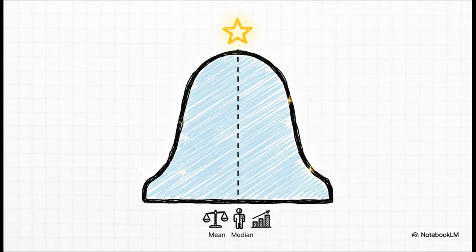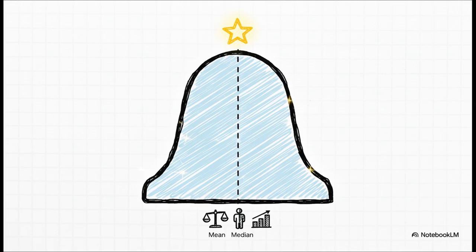First, it's perfectly symmetric, which just means the left half is a perfect mirror image of the right half. It also has just one single peak right in the middle. Statisticians call that unimodal. But here's the really amazing part. That single high point represents three different things all at once. It's the mean, which is the average, the median, which is the middle value, and the mode, which is the most common value. They all line up perfectly in the center.